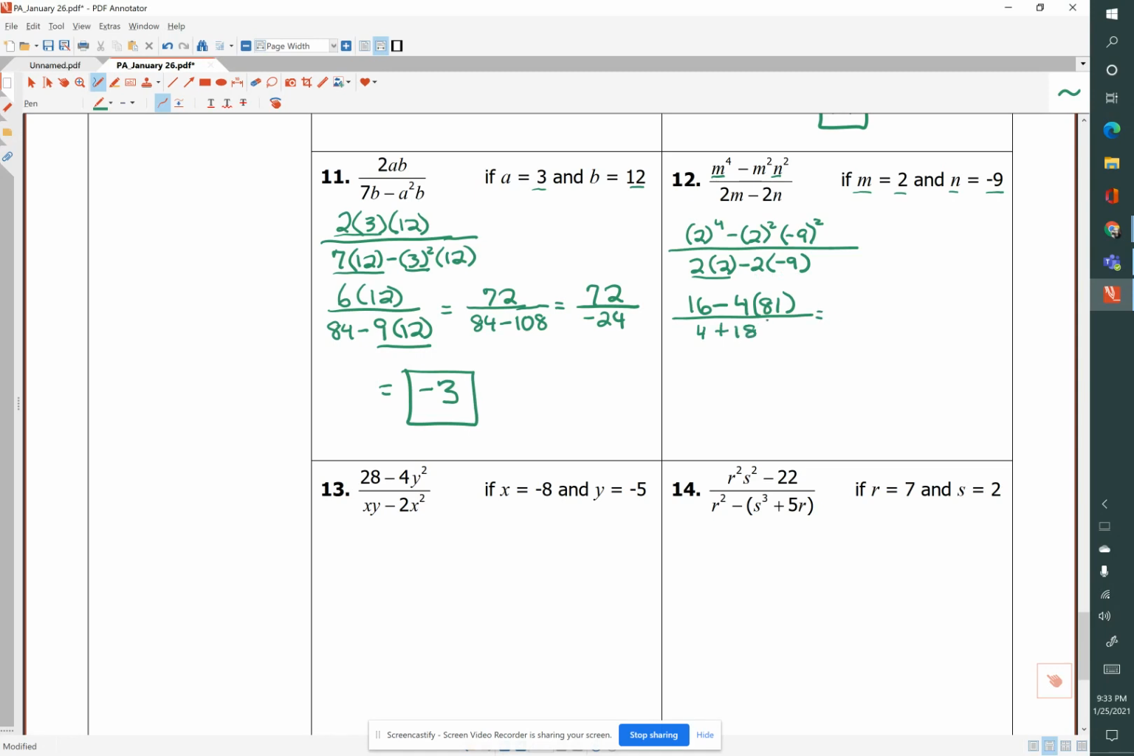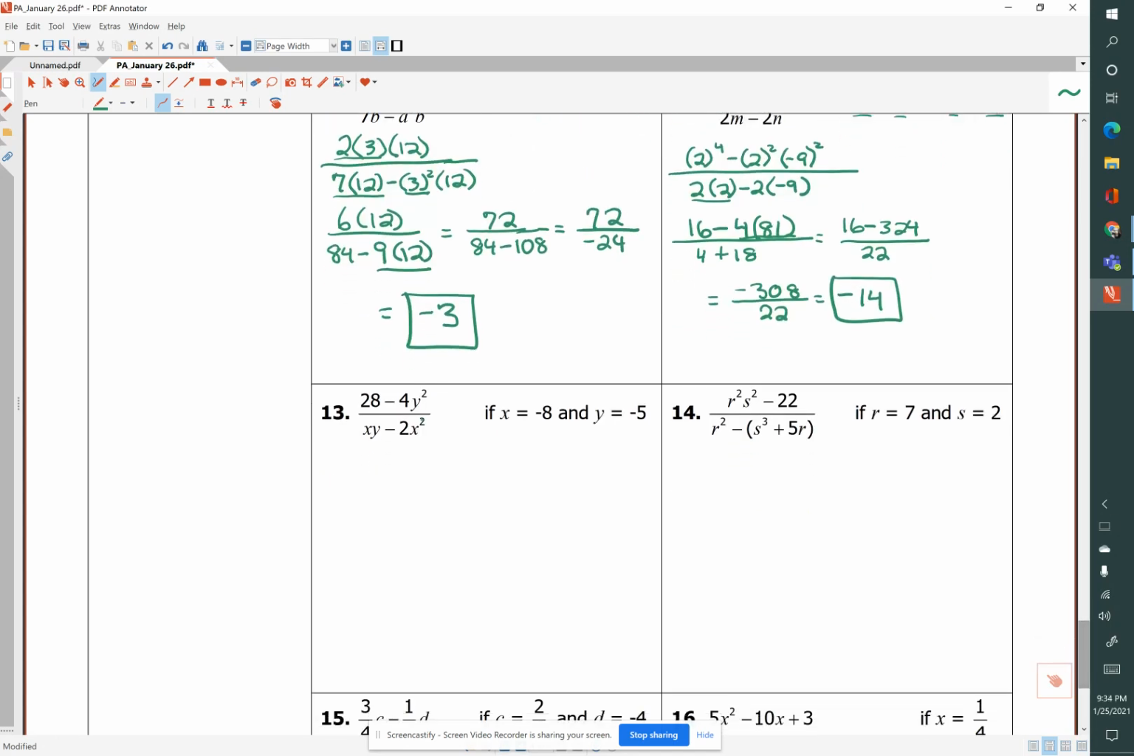So in the numerator, we'll continue with the 4 times 81. So 16 minus 4 times 81, which is 324. And 4 plus 18 is 22. And 16 minus 324 is -308. And that's divided by 22. And if you divide 308 by 22, you'll get 14. And if you divide a negative by a positive, you'll have a negative. So the answer is -14.